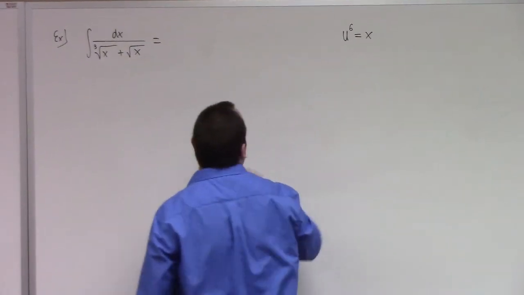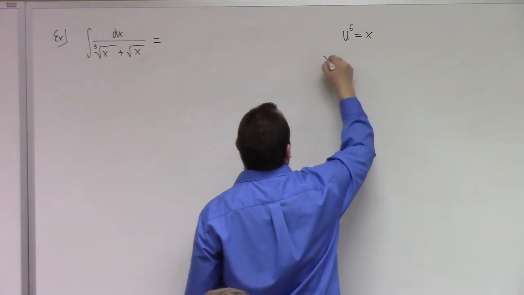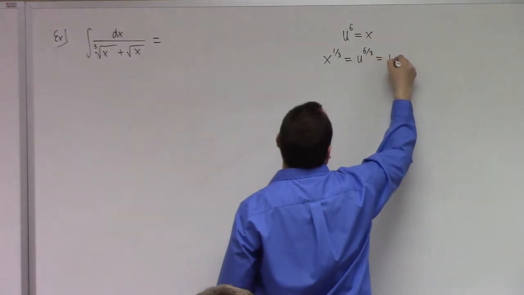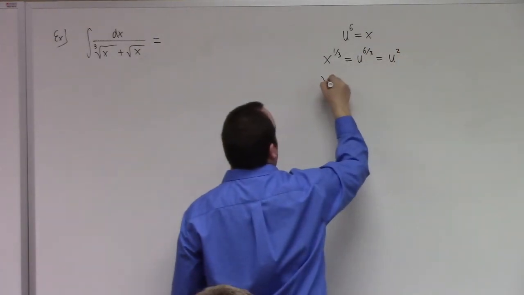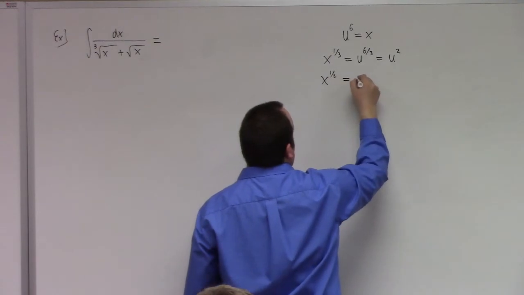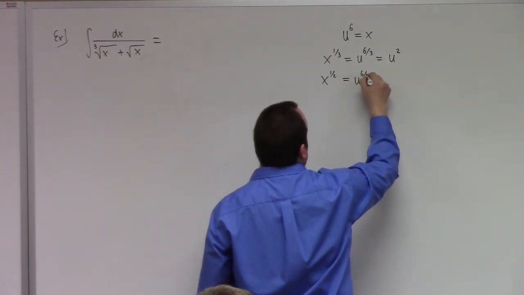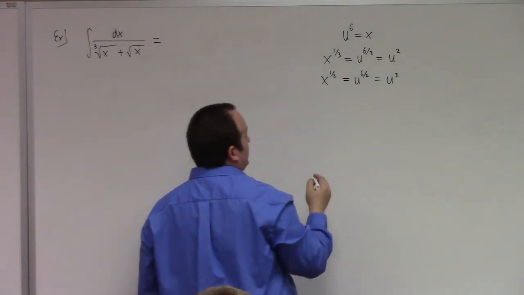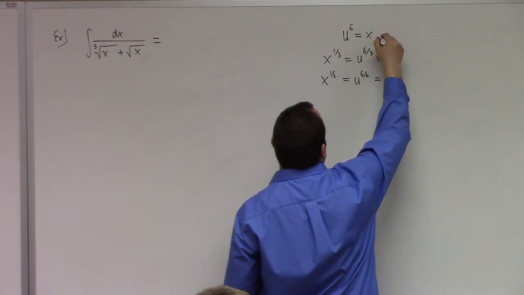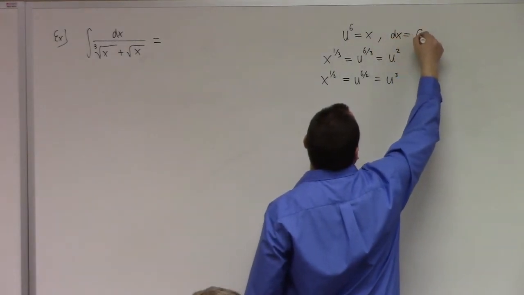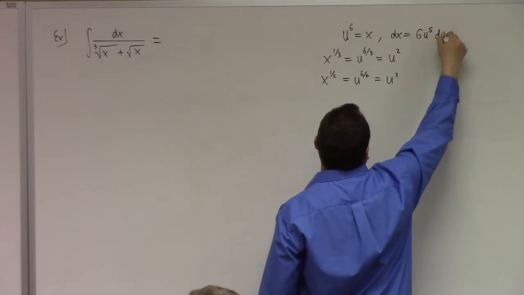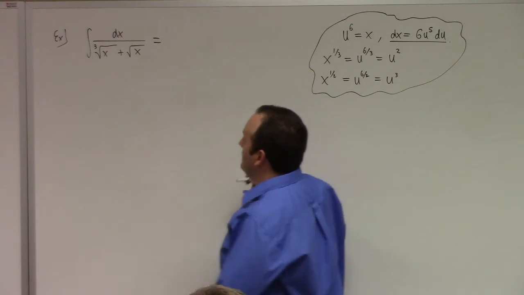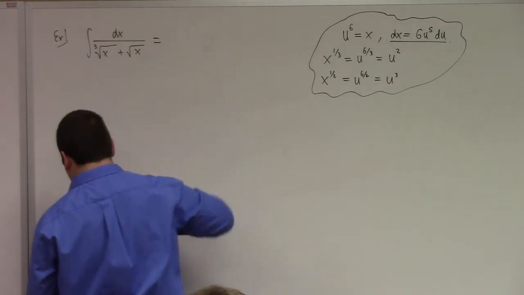Now if I do that, then let's see here. X to the 1/3 is really what? U to the 6/3, which is otherwise known as u squared. X to the 1/2 is what? U to the 6/2, which is u cubed. How about dx? What's dx? 6 u to the 5th du, right? So here's my rationalizing substitution thought bubble. Let's put it into practice over here. What do we get?